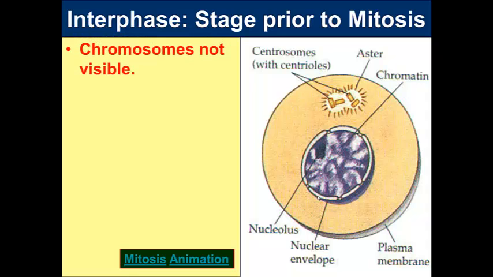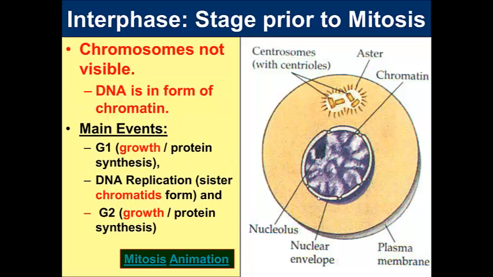During interphase, chromosomes are not visible, so you can't see them. DNA is in its chromatin form. What are the main events? In G1, there is growth and protein synthesis. In S phase, there is DNA replication and sister chromatids form. And in G2, there is growth and protein synthesis.